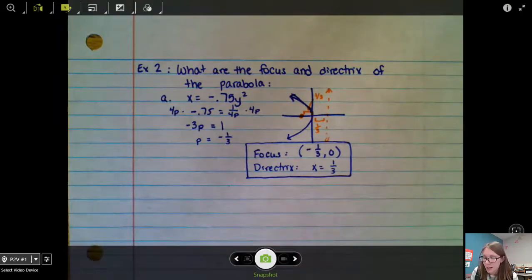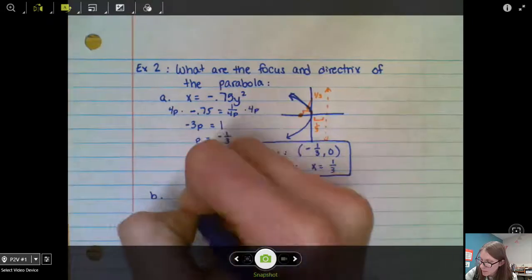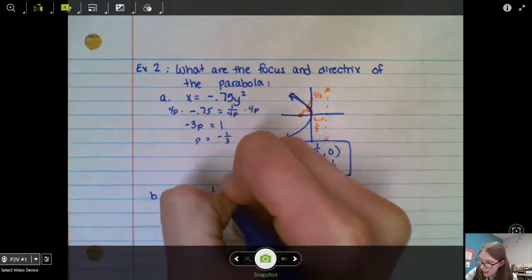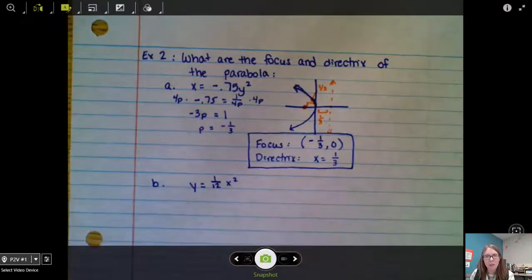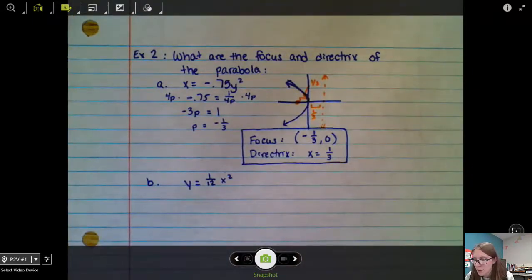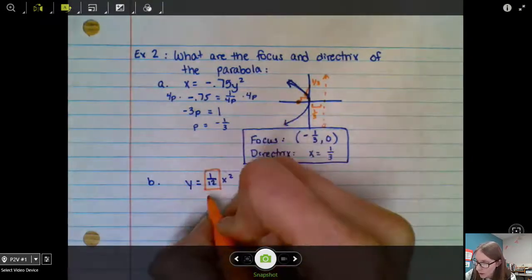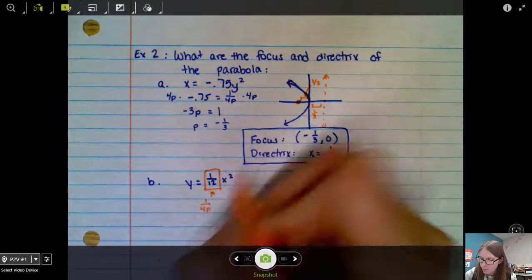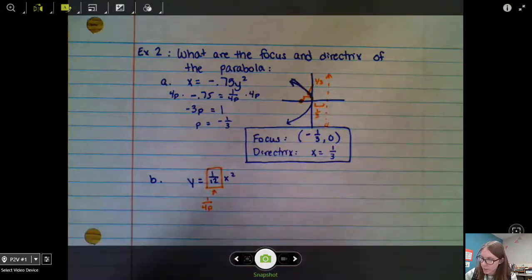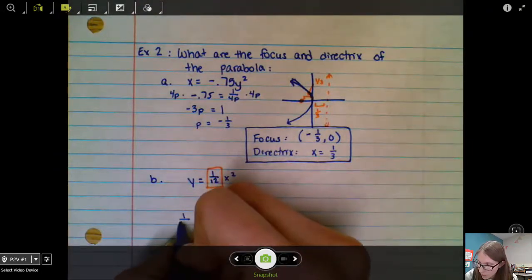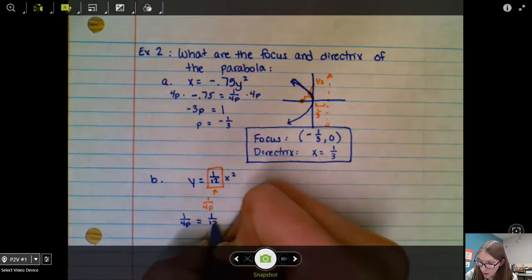All right, let's do a second piece here. Y equals 1/12 x squared. Again, if part A was pretty good, you don't necessarily have to watch part B. I'll leave it up to you. But same directions, we're going to find the focus and the directrix for this parabola. Y equals 1/12 x squared. Just like before, this 1/12 tells us what 1 over 4p equals. So 1 over 4p equals 1 over 12.